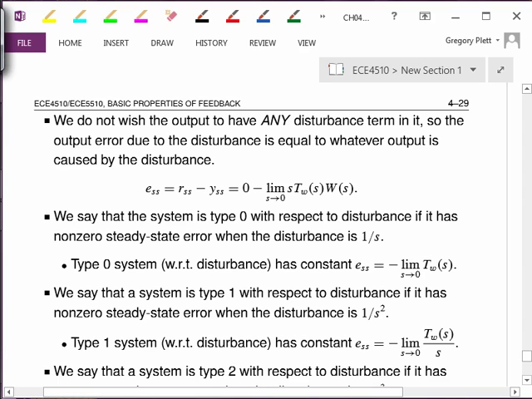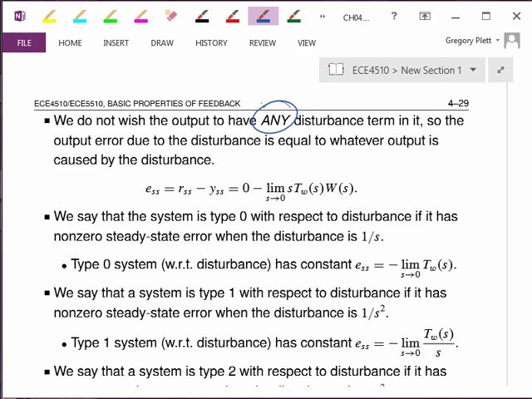There's a big difference between what the system does with the reference input and what the system does with the disturbance input. We want the system to track the reference input exactly. We want the system output not to track the disturbance at all. The disturbance is an unwanted input to the system, and we don't want to be tracking it. So if there is any contribution of the disturbance in the output, that is an error due to the disturbance. And ideally we want that to be 0.